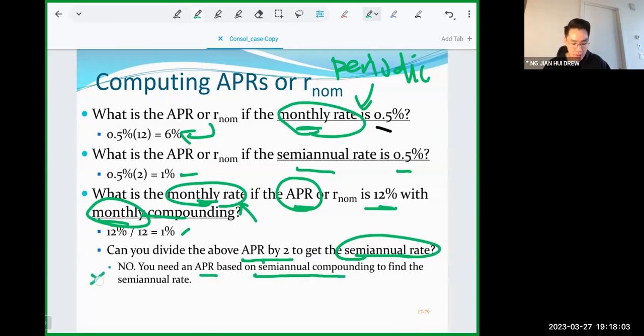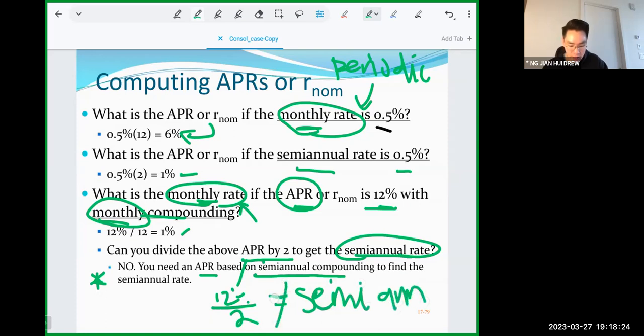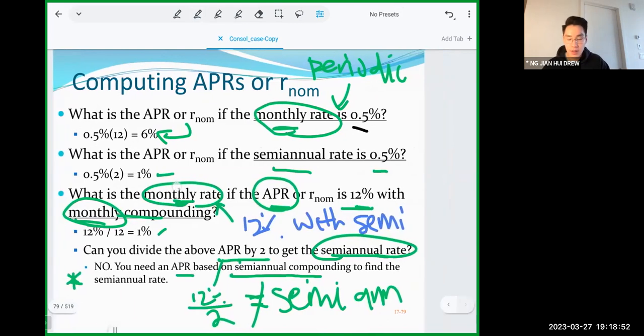So this is an important concept. Does everyone get that? Do you need me to explain again? So the answer is no, you cannot divide 12% by 2 to get the semi-annual rate. It is not equal, because your 12% is based on monthly compounding. Unless the question says your 12% is based on semi-annual compounding, then you can take 12% divided by 2 to find your periodic rate. That one's okay.